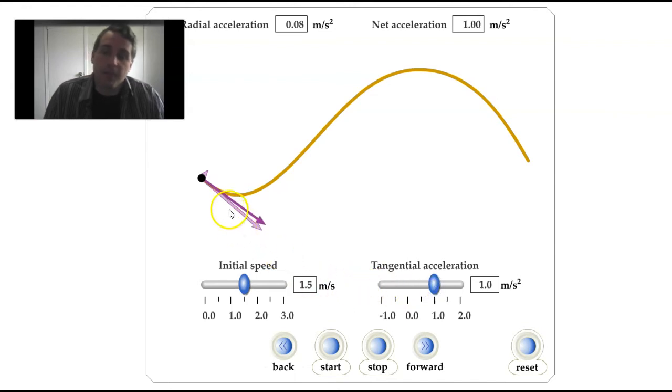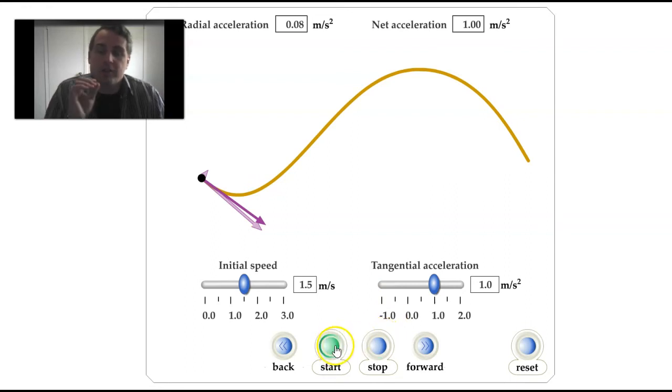Now notice, the object has tangential acceleration and centripetal acceleration. And the total acceleration is going to be given by the thicker, darker purple vector, whereas the 2 light purple vectors are the centripetal and the tangential. That is, the radial and the linear along the path accelerations are both shown. So let's go ahead and start this up.